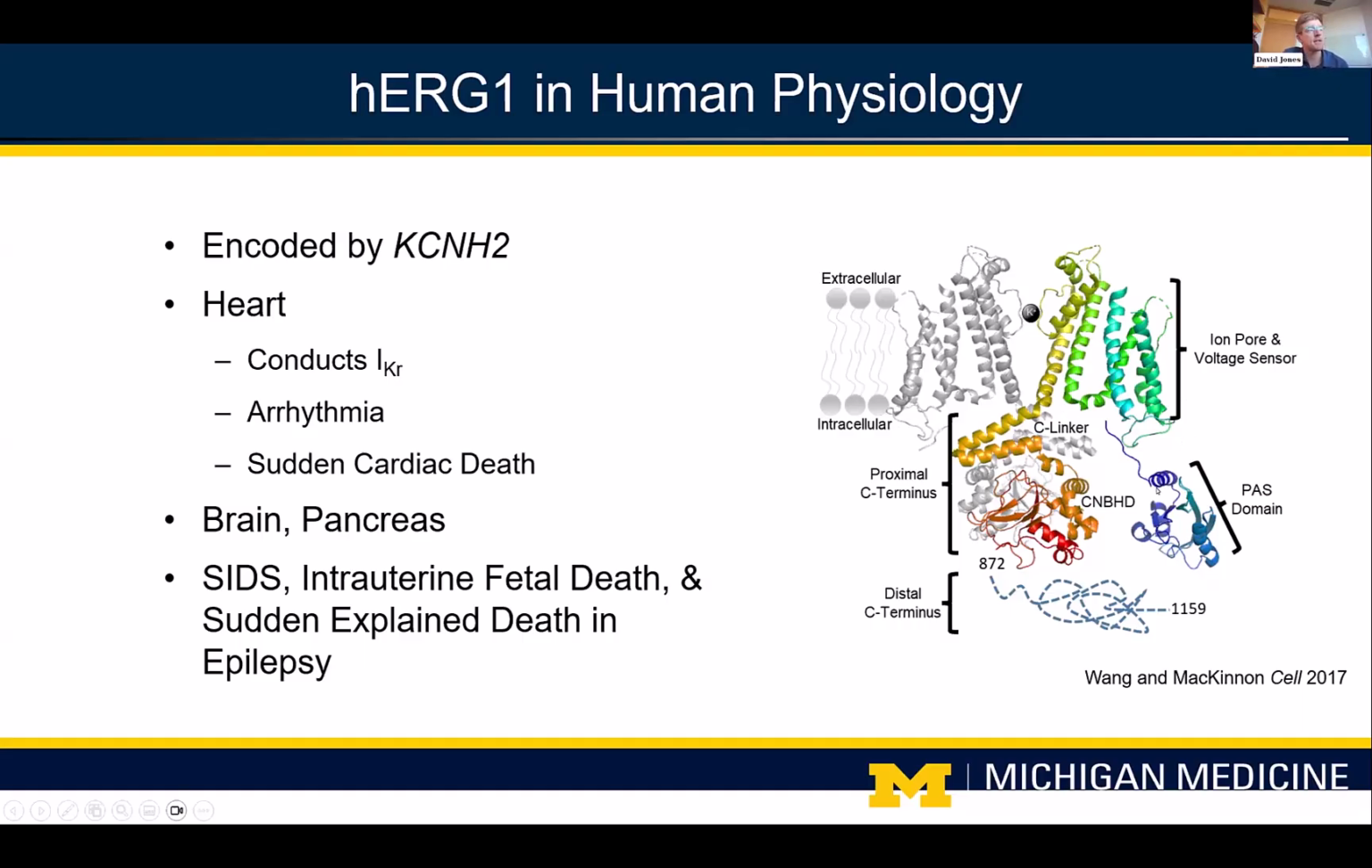Off the N terminus is a Per-Arnt-Sim domain, which is found in all KCNH channels. That interacts with a cyclic nucleotide binding homology domain of the C terminus to regulate, I guess you could say, the communication between the voltage sensor and the pore. And then we have some fairly disordered protein downstream of the CNBHD. That's actually going to be the focus of most of our talk once we get there. Its role isn't particularly well understood.